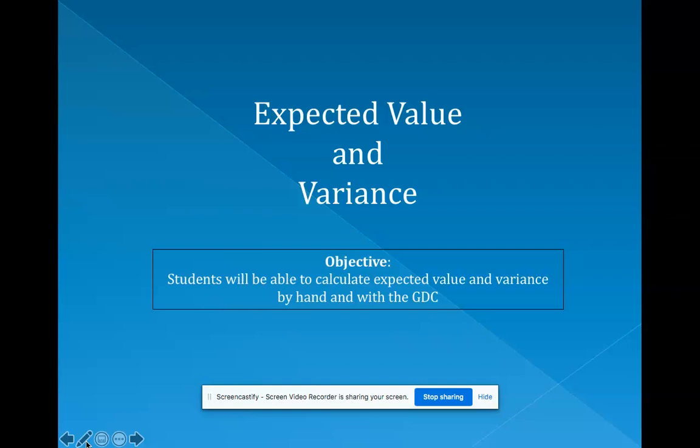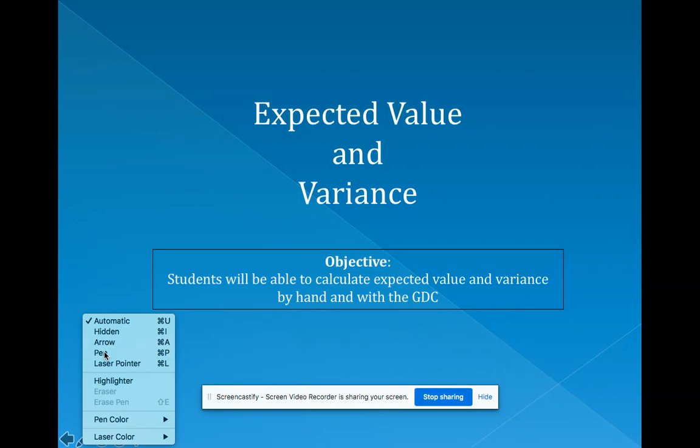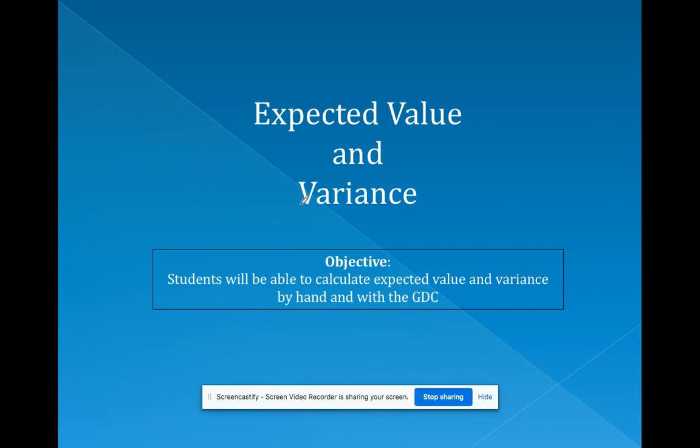Hey kids, back to expected value, which we did in the last video, but we are going to add something called variance to our objectives. So you are going to be expected to calculate and interpret expected value, well, you already know how to do that, right? That's old. But now variance, you are going to be expected to do small data sets by hand.